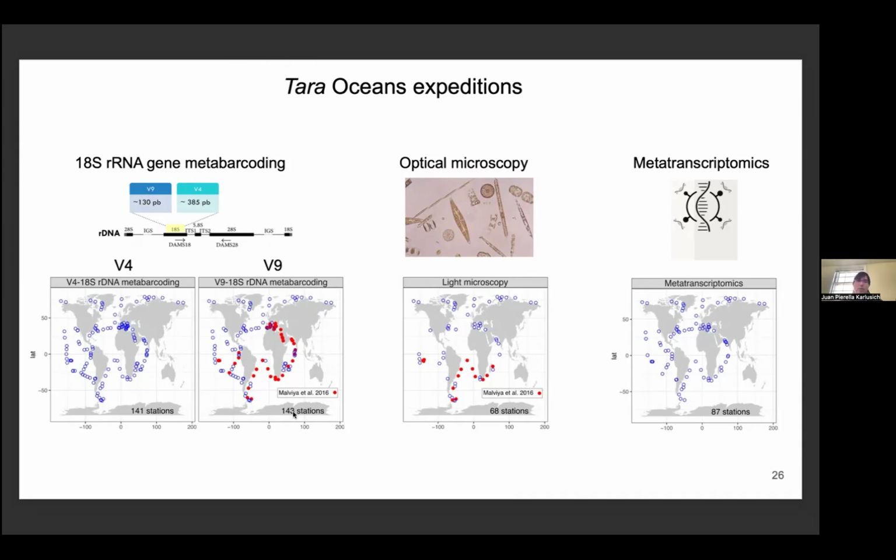So to summarize, in this case we wanted to compare the two different 18S regions, V4 and V9, with optical microscopy, and finally to go beyond taxonomic diversity by covering also functional diversity with the analysis of RNA sequences.